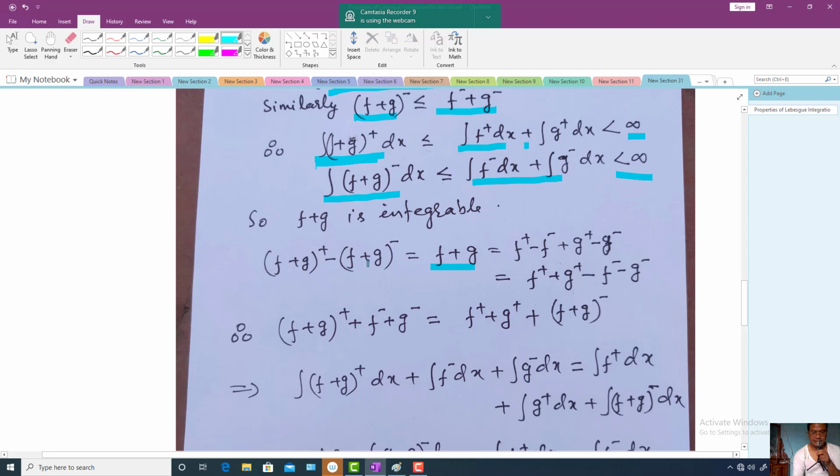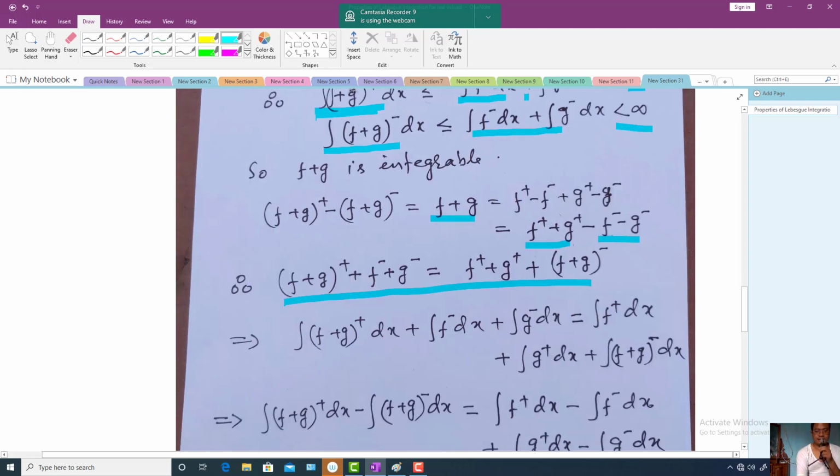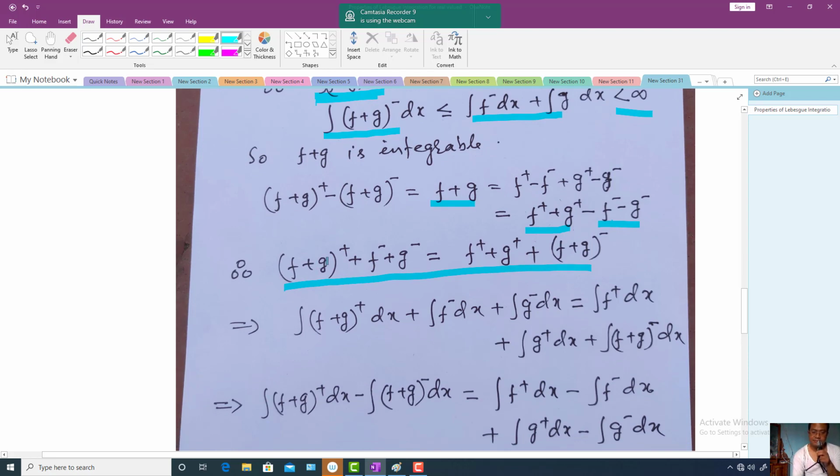But this function is equal to the positive part minus the negative part. From this, f is equal to f positive minus f negative, and g is equal to g positive minus g negative. So from here you write the positive part and then the negative part like this. By transferring terms to this side and that side, you get this equality. These are all non-negative real valued functions: the positive part of f plus g, f negative, and g negative.